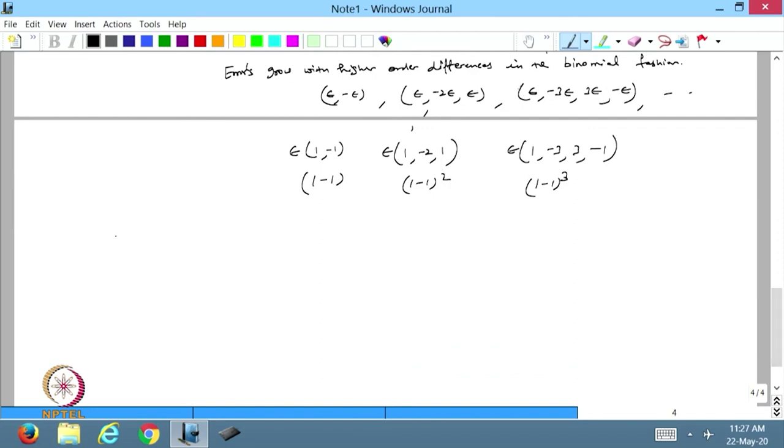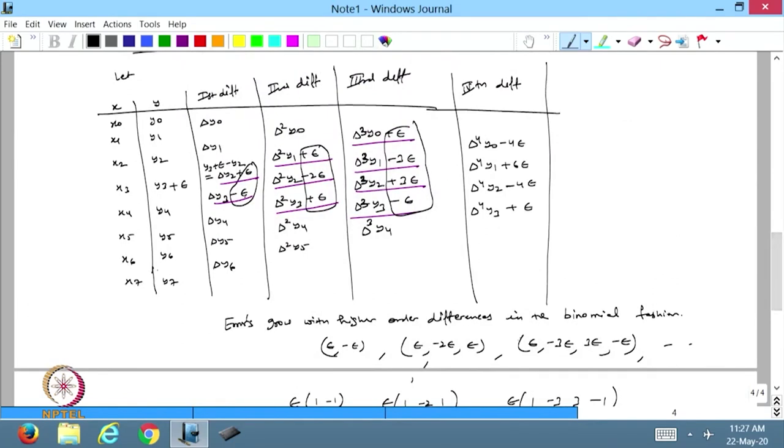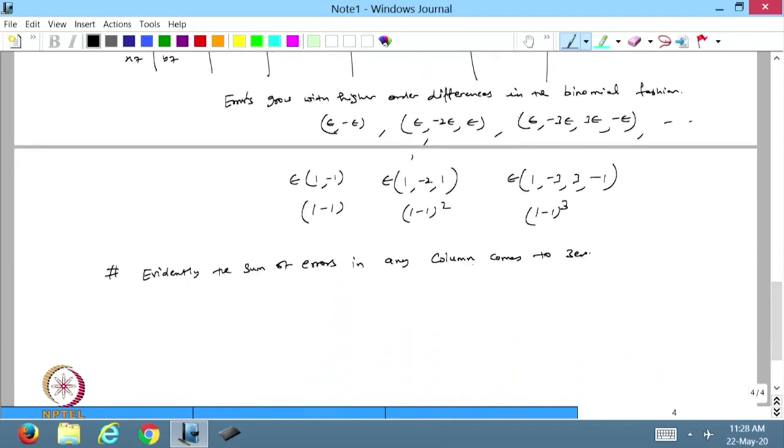So, from here also I can write that evidently the sum of errors in any column comes to 0. So, if I choose any column and add the errors, so plus epsilon minus epsilon is 0, plus epsilon minus epsilon, so that will be 0. So, if I choose any column and add all the errors, that comes to 0. So, that is one of the other properties of the finite difference table.